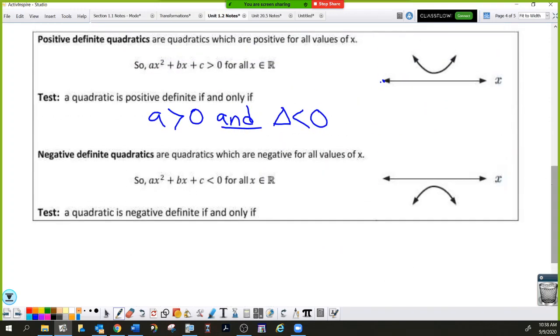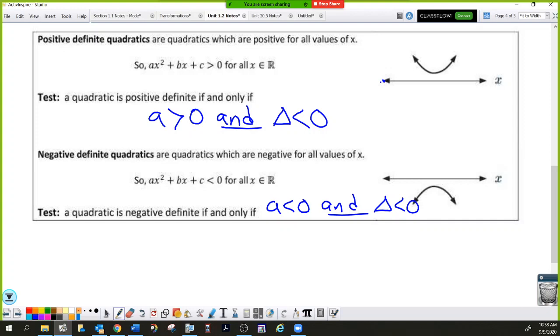And negative definite is a graph for whom all of their y values are negative. Never touches the x-axis, because that would be a y value of 0. And remember, 0 is not positive or negative. So every single y value is negative. That happens if and only if the front number is negative, because negative makes it point down, and the discriminant is also negative.